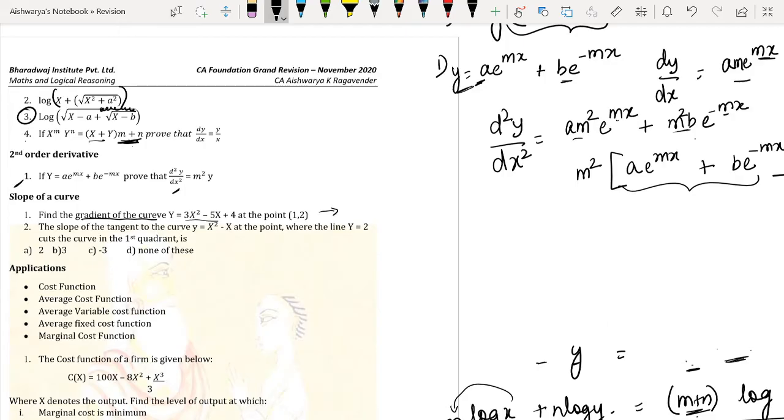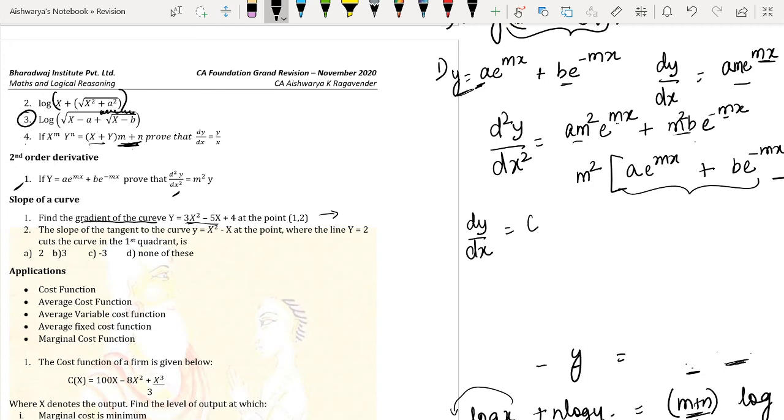How do you differentiate this? y is equal to this function, so it will become dy by dx. And straight away differentiating, 3x square differentiation is 6x minus 5. You are supposed to find at the point 1 comma 2. 1 is your x value, 2 is your y value. So you substitute 1 here. 6 minus 5 is 1. So your dy by dx value is 1. 1 is the final answer at this particular point. This is the first question.